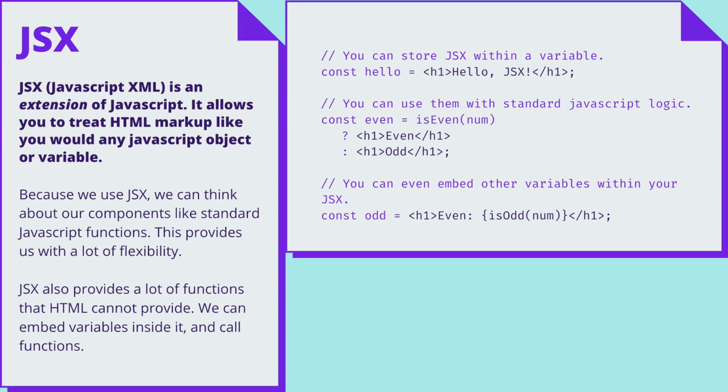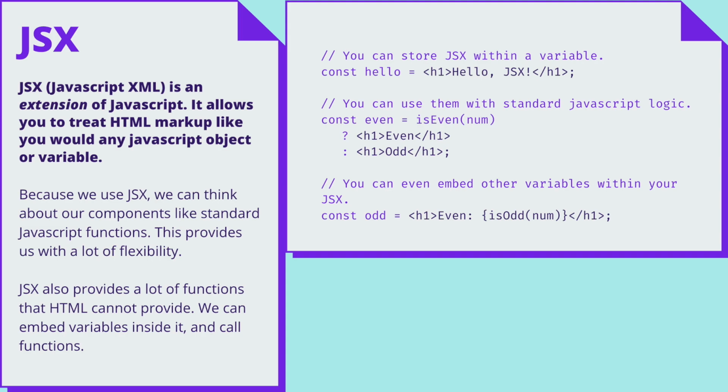Now, JSX isn't quite the same as HTML. It actually provides a lot of features that HTML cannot, and it has some restrictions that HTML doesn't have. For example, one of the features that it provides is the ability to escape HTML back into JavaScript by using curly brackets. This allows you to embed variables within your JSX, as you can see on the third example on the right. React and JSX are tied together. In web, you can't use one without the other. So when you see a function that returns JSX in a project, chances are it could be a React component.